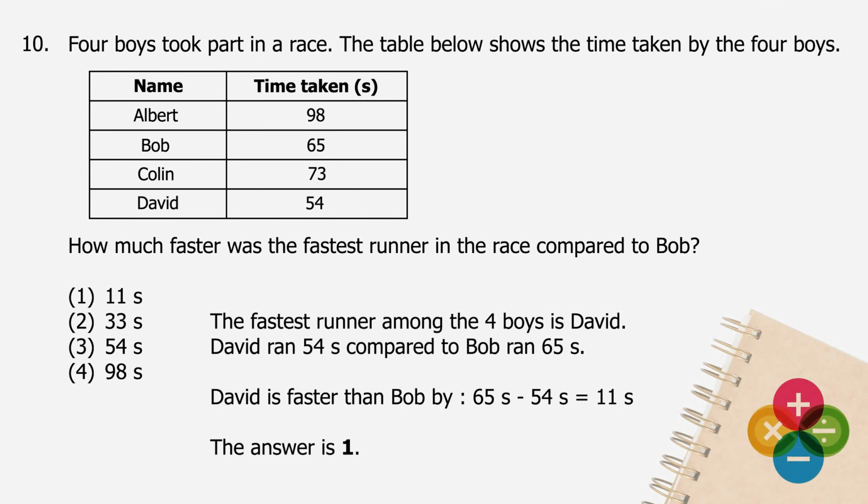The fastest runner among the 4 boys is David. David ran 54 seconds, compared to Bob who ran 65 seconds. David is faster than Bob by, subtract 54 seconds from 65 seconds, and the difference is 11 seconds. The answer is 1.